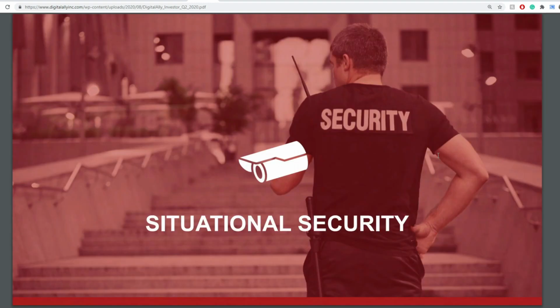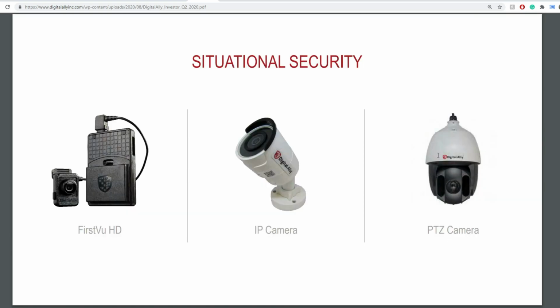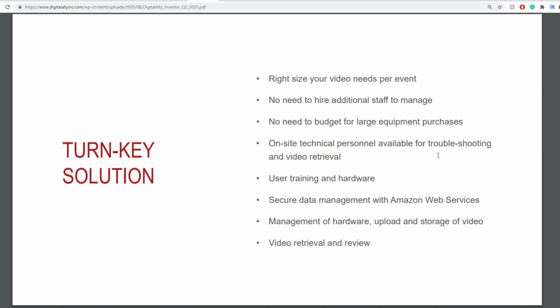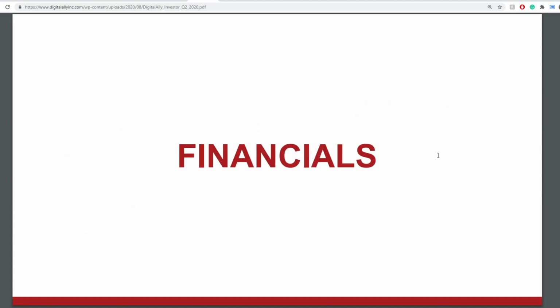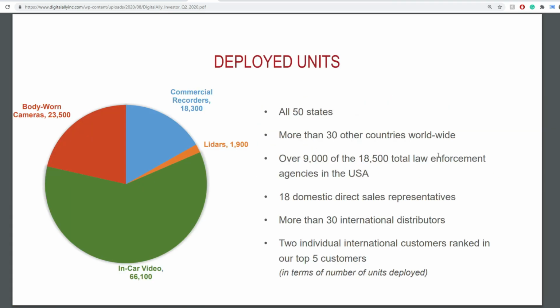Now, there has been a lot of different things going on in terms of testimonials inside the presentation. I'm not going to go through that. Situational security goes towards, again, body cams, IP cameras, and PTZ cameras, which are basically surveillance cameras. And in terms of their footprint, they're deployed in all 50 states and more than 30 other countries worldwide. Over 9,000 of the 18,500 total law enforcement agencies in the USA already work with them.